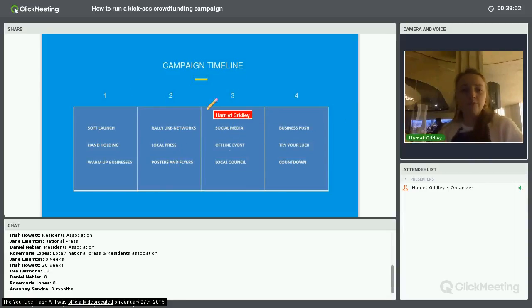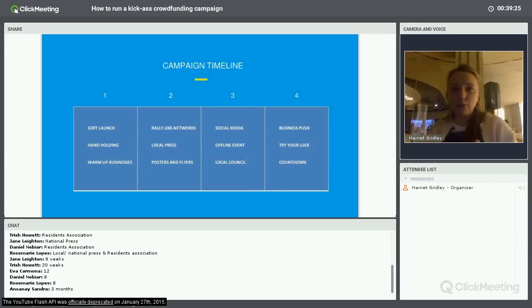So I'm just showing you now a campaign timeline. It hasn't been fleshed out properly, but this is for a smaller project. So it's for 4 weeks. So in the first week, you want to do what we call the soft launch. So that's on the day that you launch your campaign. You get yourself and your closest friends and team members to pledge to the campaign. Try and get 20 pledges within the first hour.